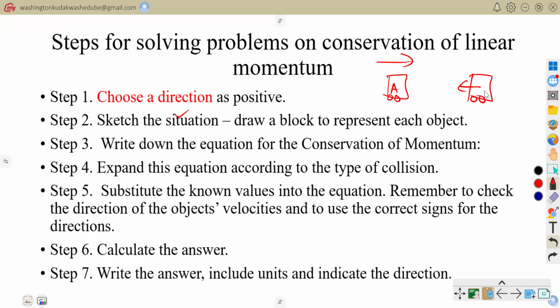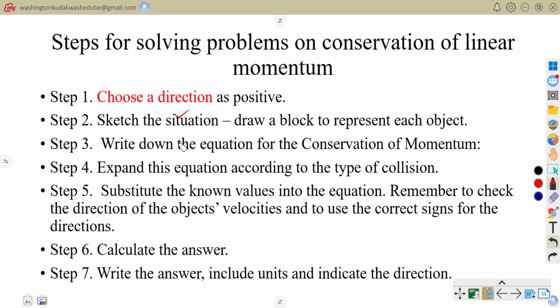If they say it is colliding with another trolley that is going towards the left, then let this be trolley B, so that you actually get a picture of what they are saying, so that it becomes easier in solving the problems. So the first thing to do is to choose a positive direction. If I say going towards the right is positive, I will take that direction to be positive. And then I sketch or draw a block to represent each object.